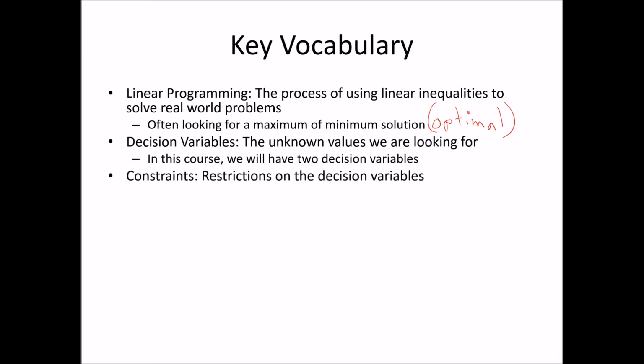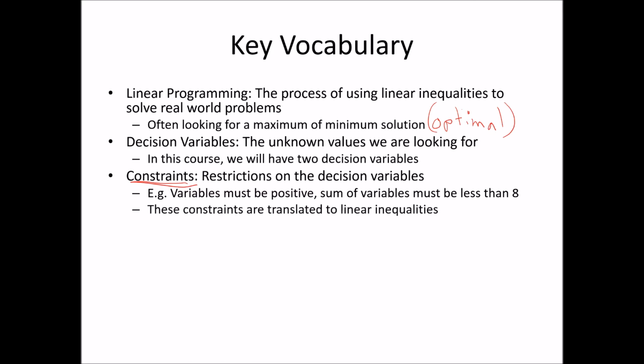And then we have constraints, which are restrictions on the decision variables. So for example, our variables must be positive, or the sum of them must be less than 8, and we'll see lots of different examples of what that could be. Because again, the decision variables are real-world things, like maybe the number of cookies. Well, it doesn't make sense to have a negative number, so we'll have a constraint that says the number of cookies must be greater than or equal to 0.